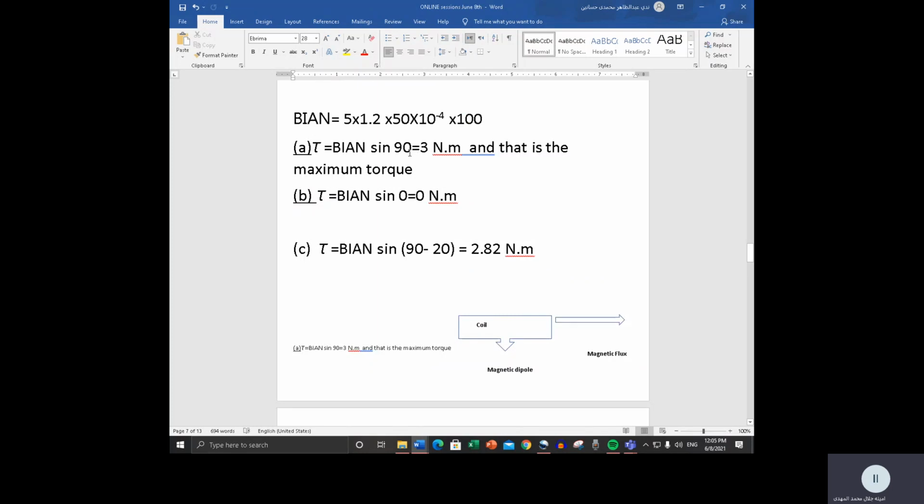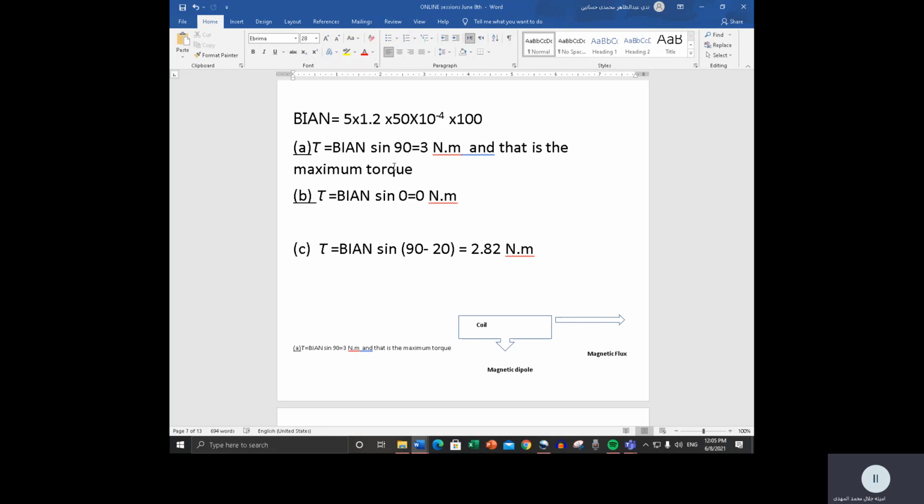We know that sine 90 equals 1. So this gives me 3. So tau equals 3. And what is the unit of tau? It is Newton meter. That's the unit of tau, the torque, which is the maximum torque, because he asks in the question, what is the maximum torque? And the maximum torque is 3 Newton meter.